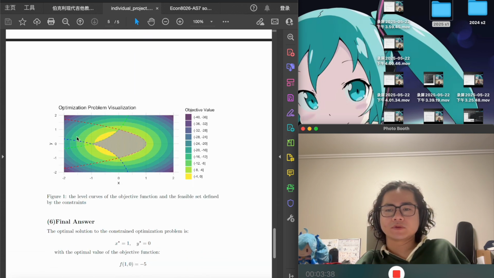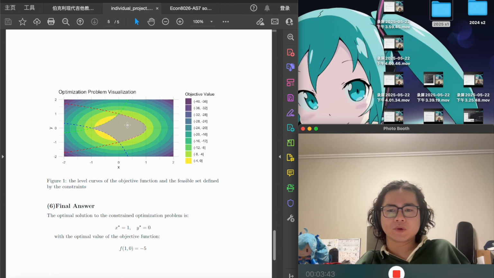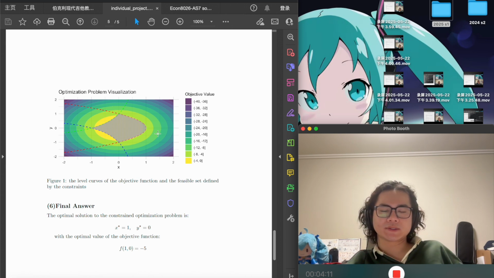And then I use R to visualize the optimization problem. We can see that the gray part is the feasible set bounded by the constraints, and the other parts are the level curves of the objective function. And we can see that point 10 is on the boundary of the feasible set. So we can conclude it is the strict local minimum.